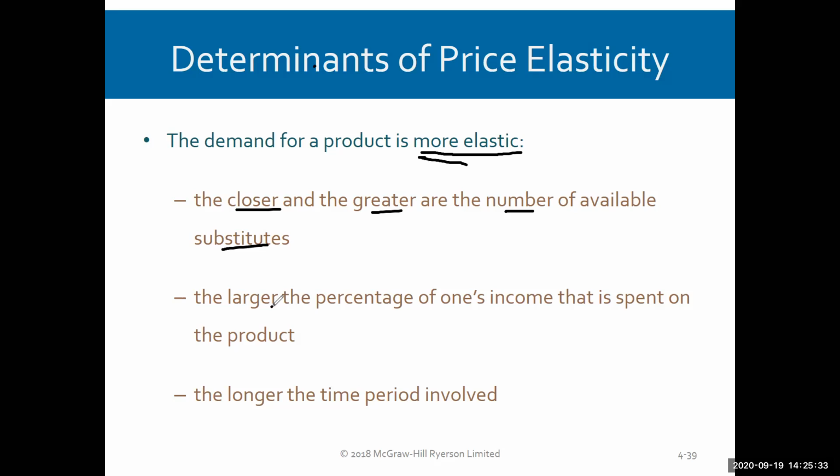So the larger the percentage of your income that's spent on a particular product, the more elastic that product is. Think of it the other way. Doesn't that mean that the smaller the percentage of one's income, the more inelastic it would be?